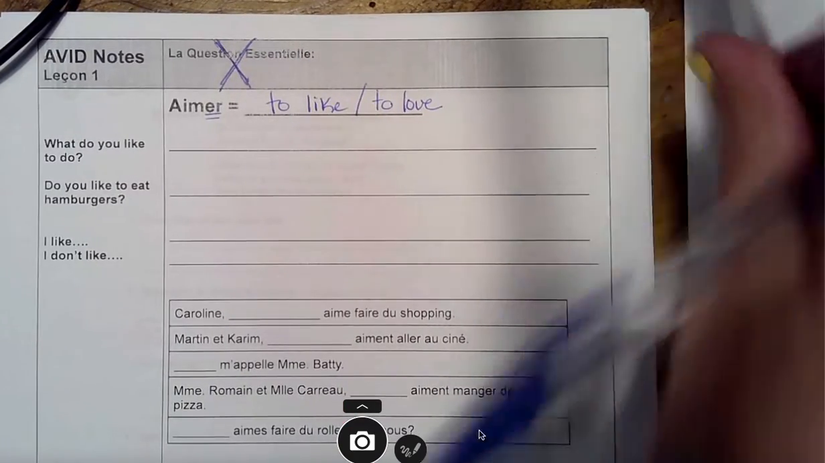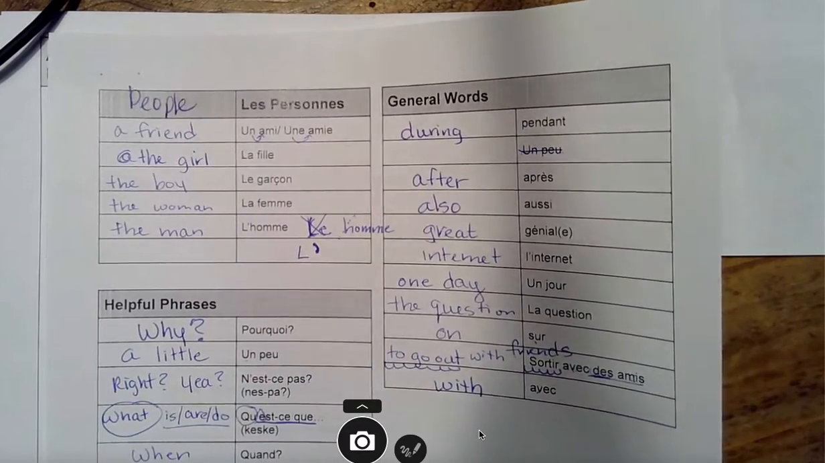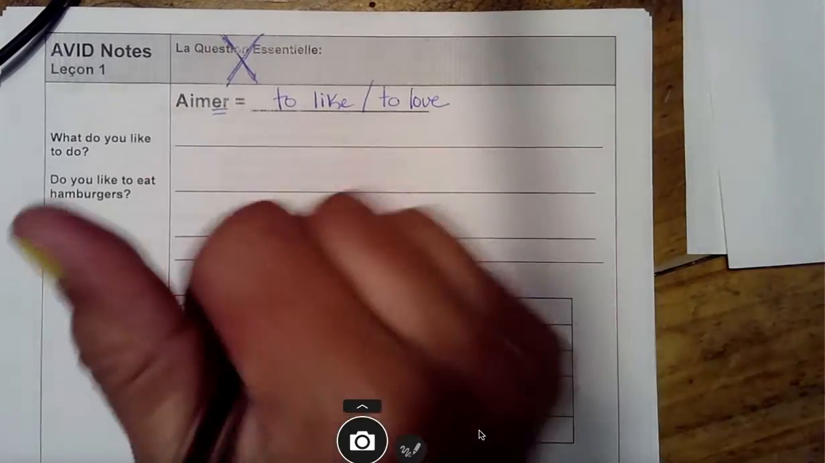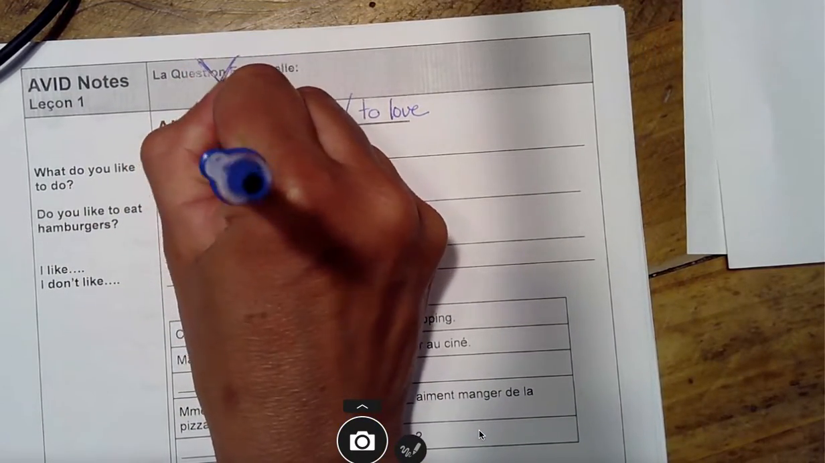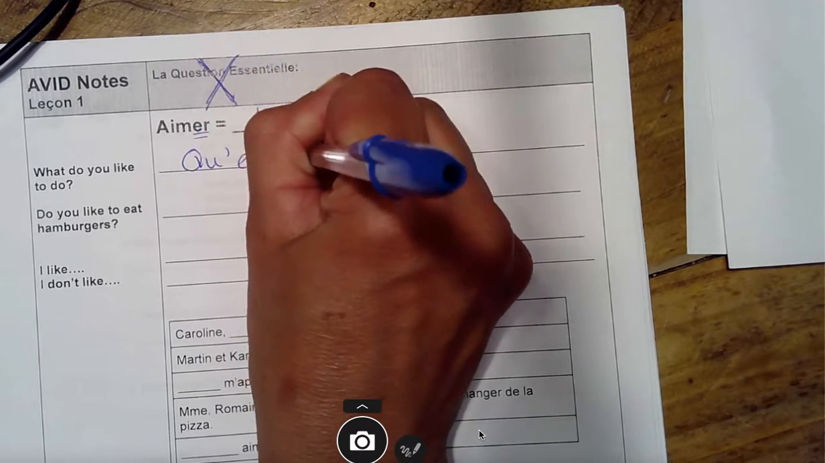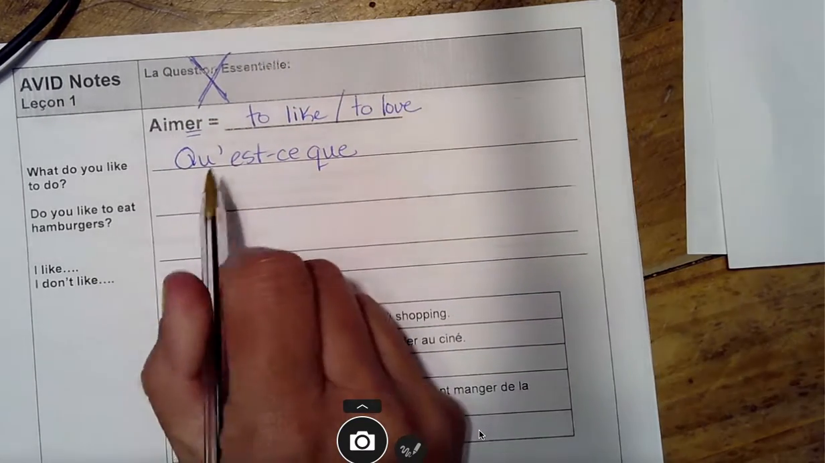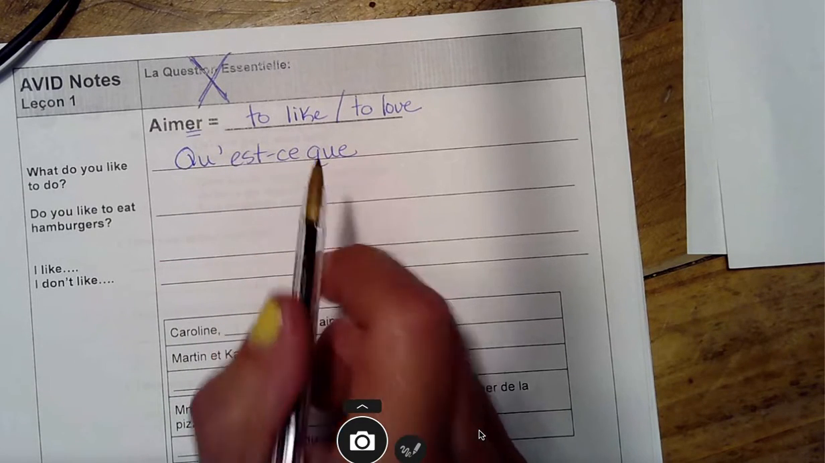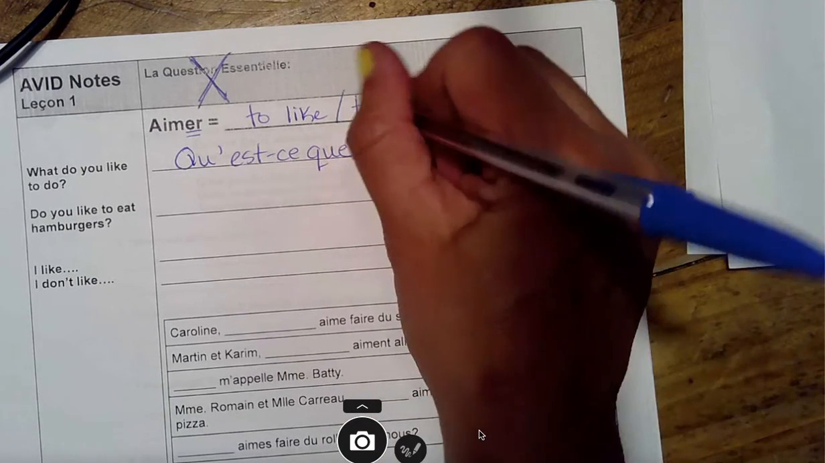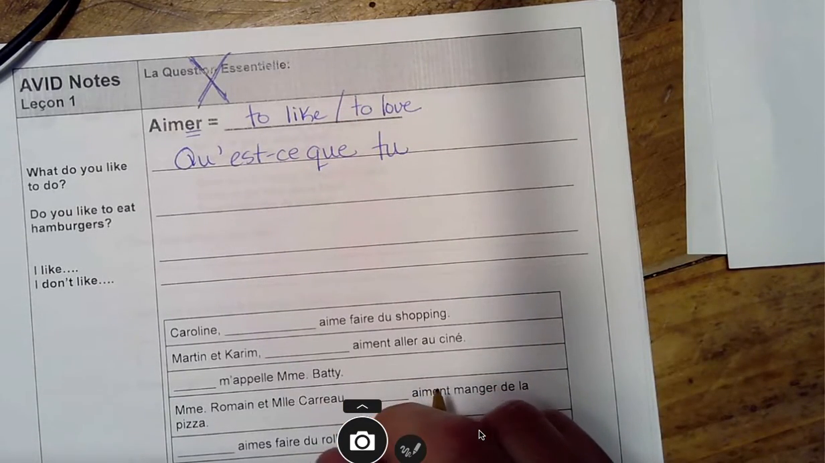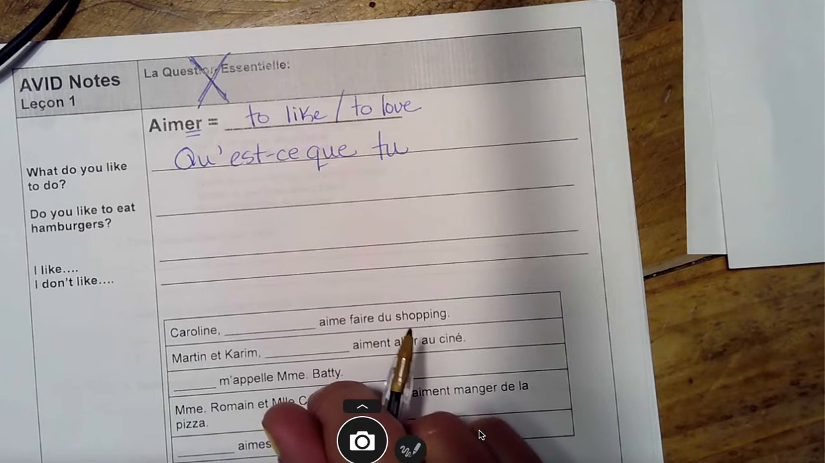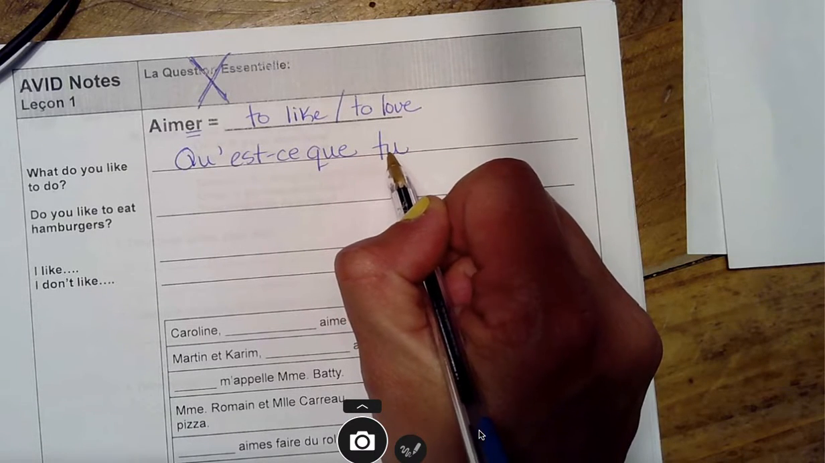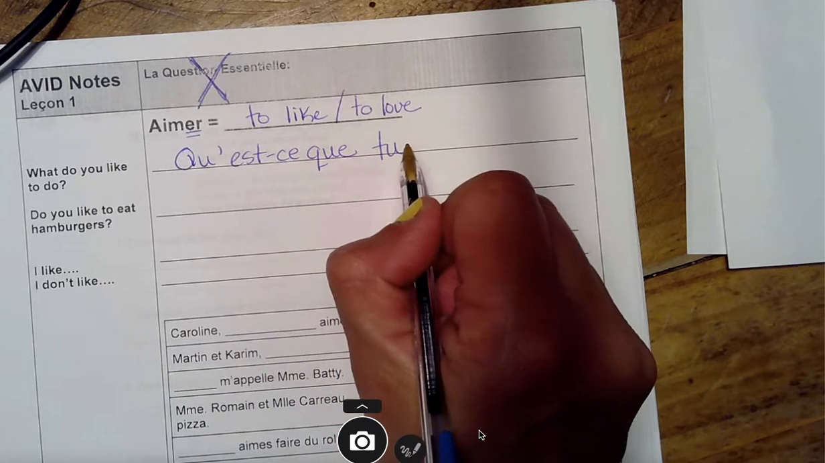Let me see. Oh, right, there it is. What is or what are. So here's what we're going to do. Qu'est-ce que means what do. I know it's a really big chunk of stuff for do. Qu'est-ce que. The pronoun you is tu for one person, informal. So just like if you're talking to me, Papa, Loic, your friends, Meme, you would say tu. Qu'est-ce que tu? What do you?